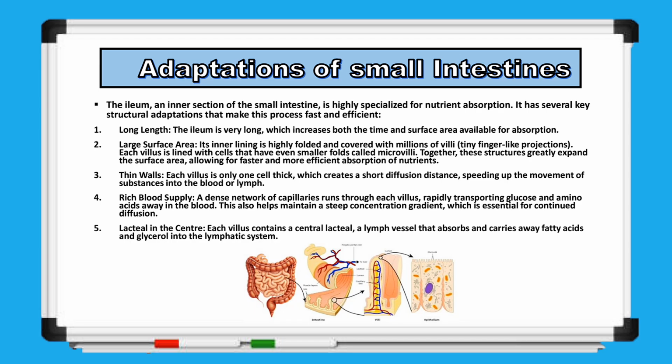And finally, in the center of each villus is a lacteal, a lymph vessel that absorbs fatty acids and glycerol. These fats are transported into the lymphatic system before eventually joining the bloodstream. So, with its long length, huge surface area, thin walls, rich blood supply, and central lacteals, the ileum is perfectly adapted for rapid and efficient absorption of nutrients.